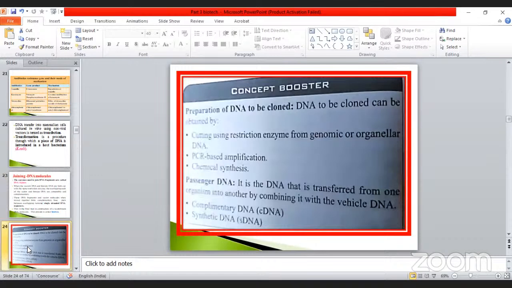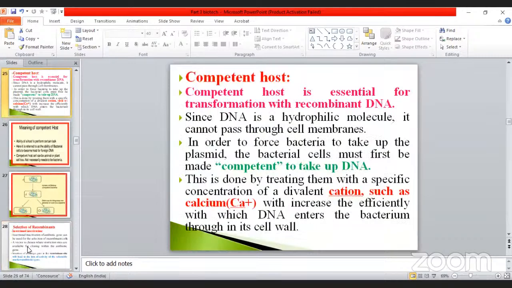Preparing the DNA to be cloned, the passenger DNA, is also very, very important for the cloning methodology. And then the competent host, you must note it down. Calcium is very essential because the DNA molecule is a hydrophilic molecule and will not enter easily through the cell membrane. When you add the divalent cation, the cell will easily allow the DNA molecule into the host. That is very, very important.